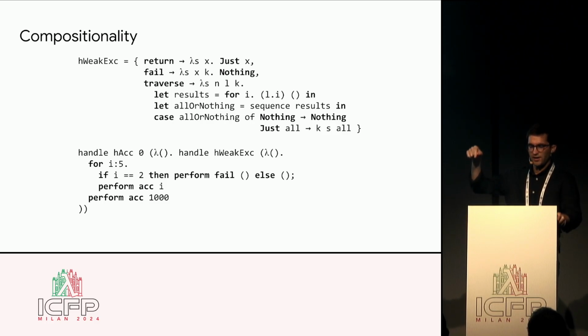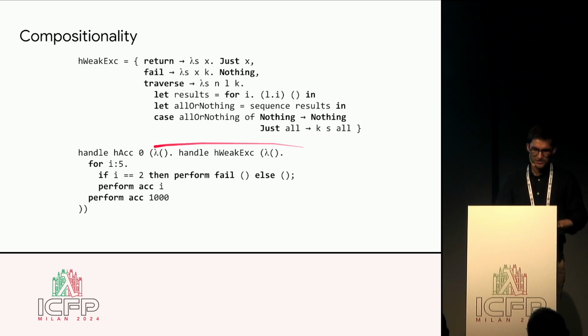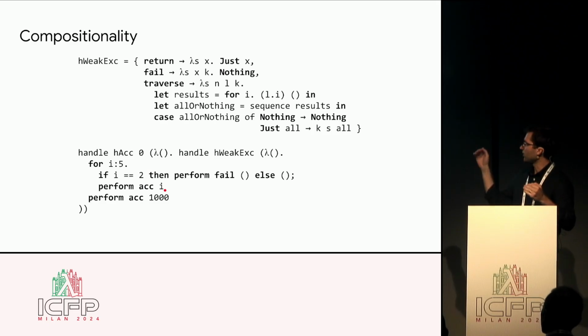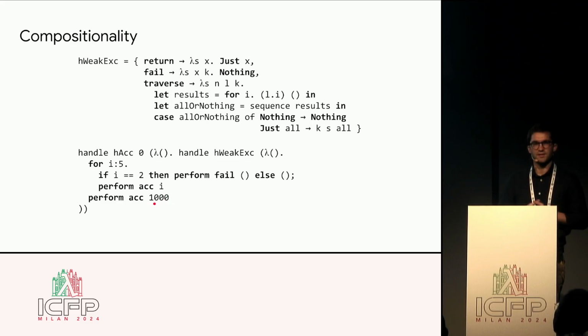Recall that handling of one parallel thread cannot influence the computation that happens in other parallel threads. So if you have a computation like this, we just enter the two handlers, the accumulation that you saw before, and then weak exceptions. And then we just do 5 parallel steps, but the middle one of them will fail. The other steps that do not fail will just increment the accumulator with their step identifier. And then after the for loop, also in the program, we just increment it with 1,000.